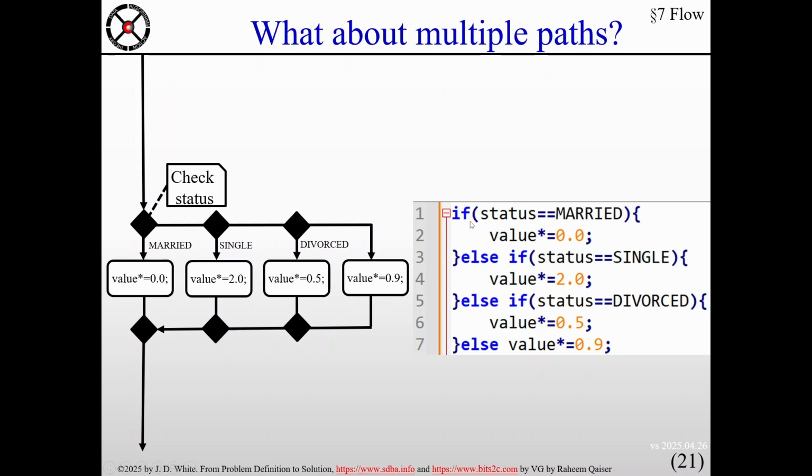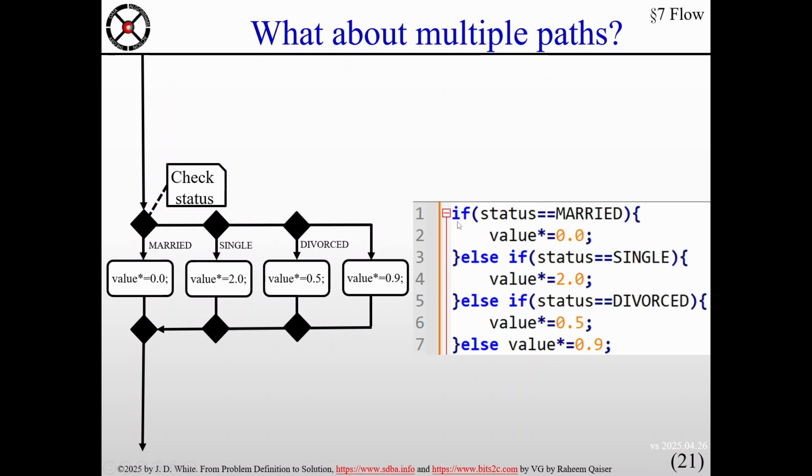So in C code, we will now write it this way. If status == married, if this is true, value *= 0. And then we continue on the code. Else if status == single, value *= 2; again, the close brackets. Else if status == divorced, value *= 2. Else, okay, if none of these three things are true, then we do this. Okay, and the code continues.